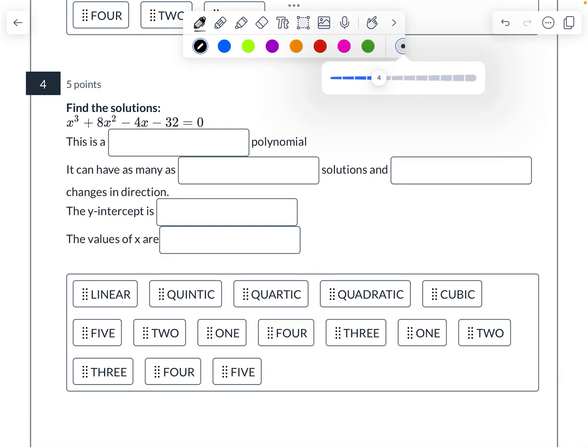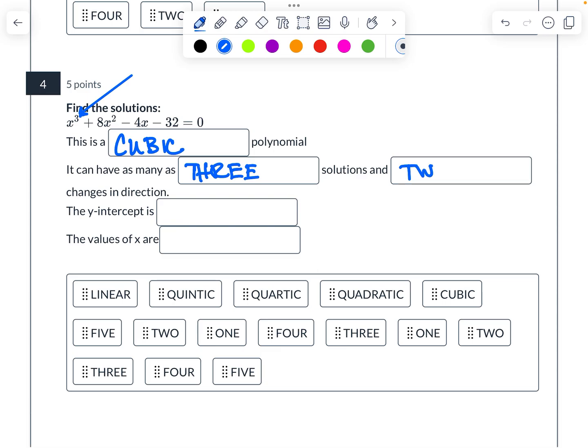Number 4, again, we have 3 powers, which makes it a cubic. And as soon as we know it's a cubic, we know that it might hit the x-axis in 3 places, and it will have 2 changes in direction because it is going to be an S-curve. 1, 2, 3 intersection points, and that relative maximum and that relative minimum will provide the changes in direction.